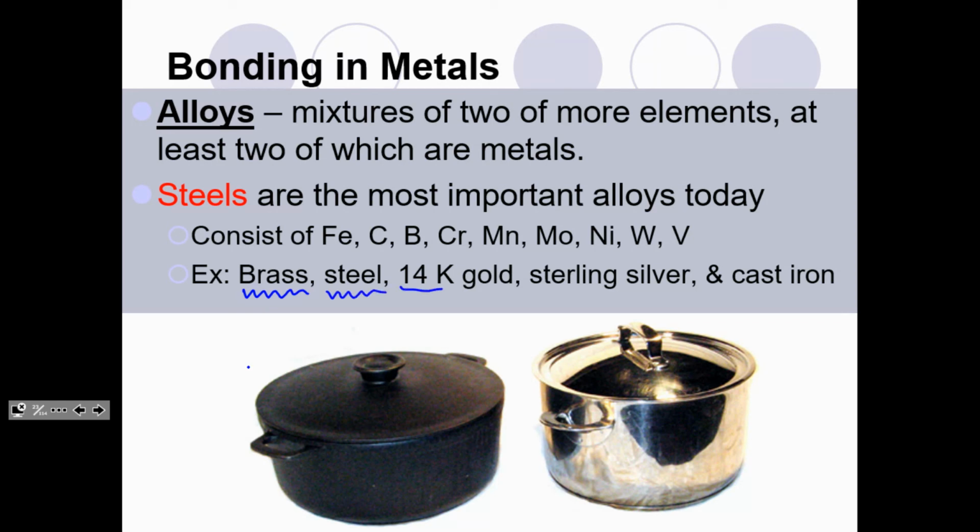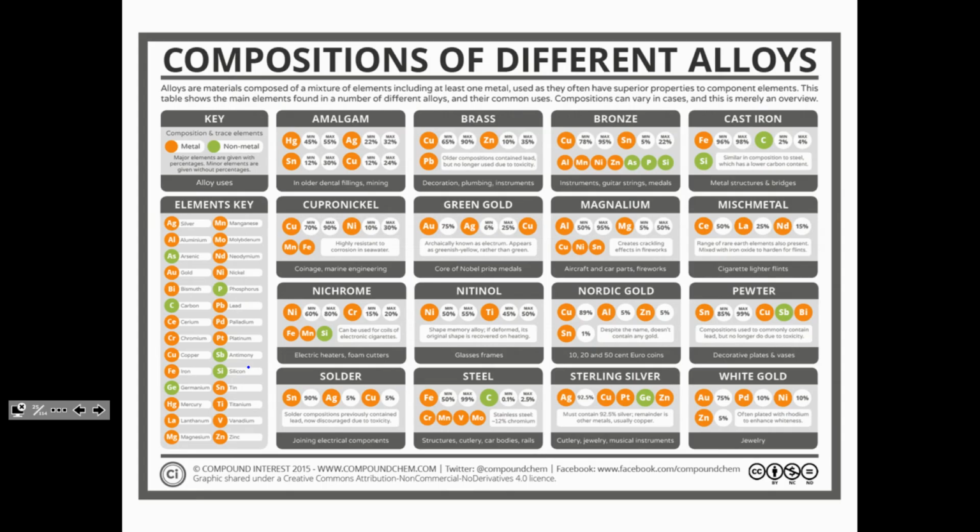Steel was mentioned. 14-karat gold, which is not pure gold. Sterling silver, which is not quite pure silver. And cast iron, which is not quite completely iron. On the next image, you'll see a few others that I've included here. Ones that you may recognize: brass, bronze, cast iron. You may recognize pewter, solder, which is used for welding, steel, sterling silver, and maybe you've heard of white gold too. And of course, there's all kinds of other ones as well.